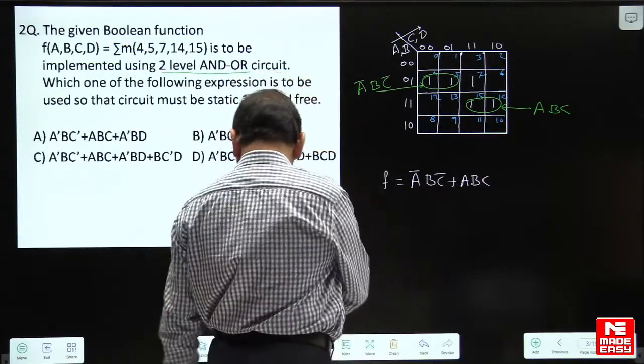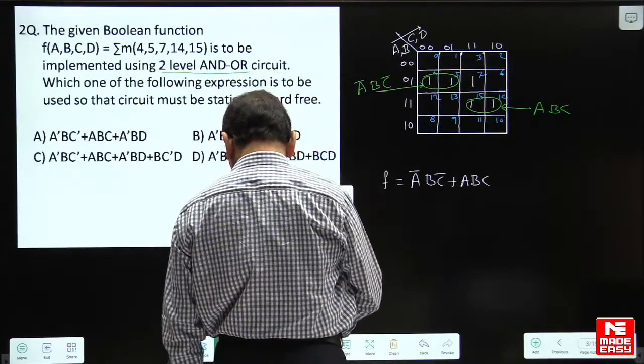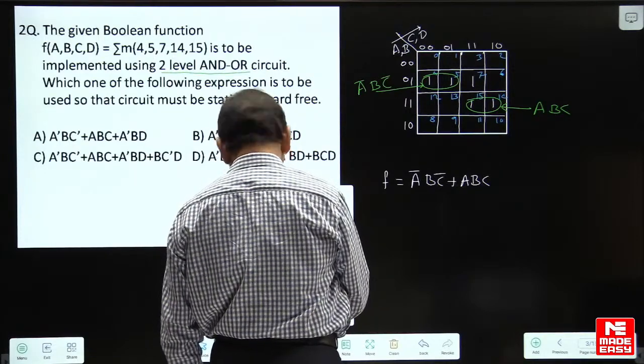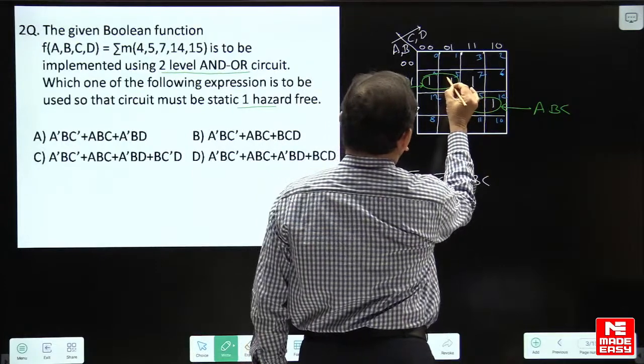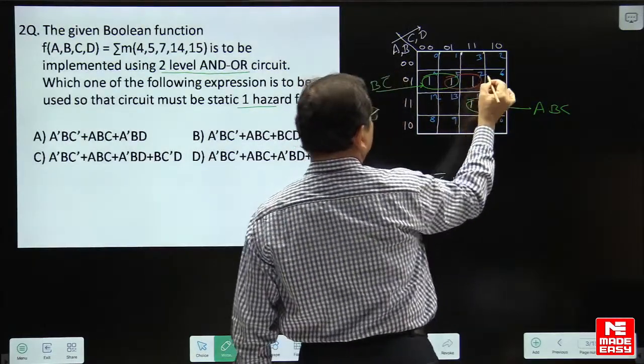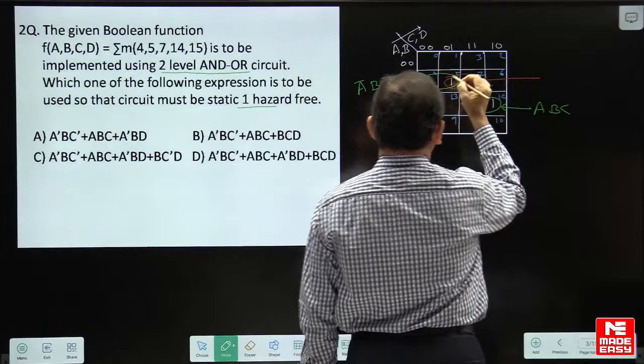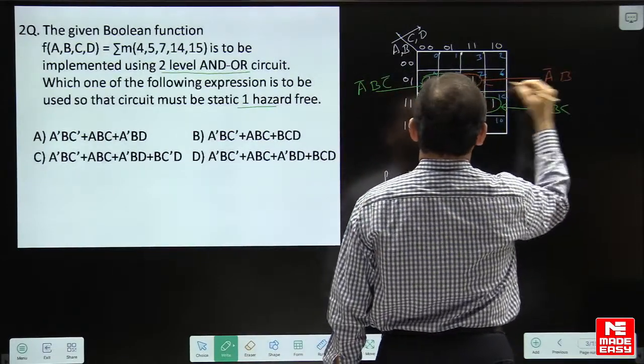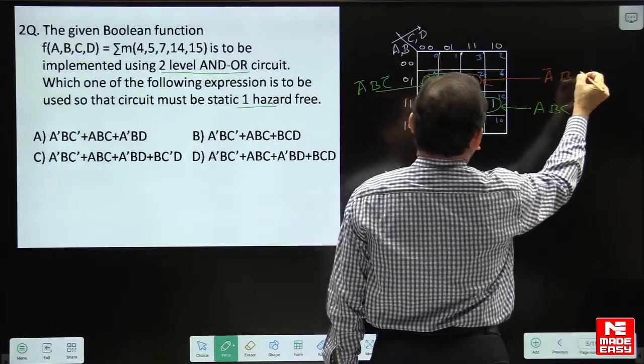To cover minterm 7, we have the possibility to use the group of the 5, 7 cell product. The group of 5, 7 product we have is A complement B and C.